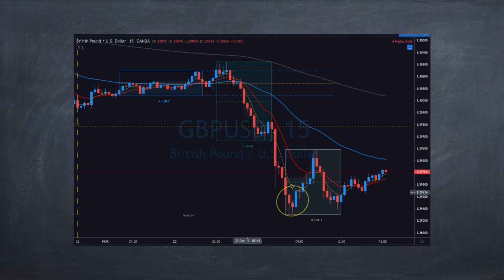This one here is another pattern. We have basically a type 2 setup from the London box going all the way down. You get to the start of the US session. What do we get? We get a star pattern right here at the beginning of the US session. And then it goes all the way up about 50 pips.